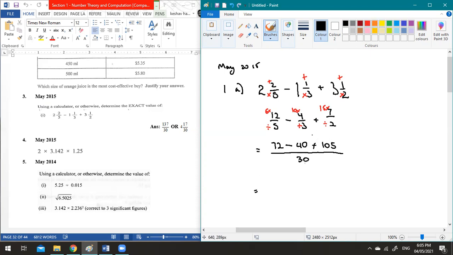So you can work it in parts. 72, take away 40, you get 32, then add 105, 137 divided by 30, and we could say 30 could go into 137 4 times, because 4 by 30 is 120, and 137 minus 120, you get 17 remainder, right? So 4 is the whole, and the remainder is 17 over 30.